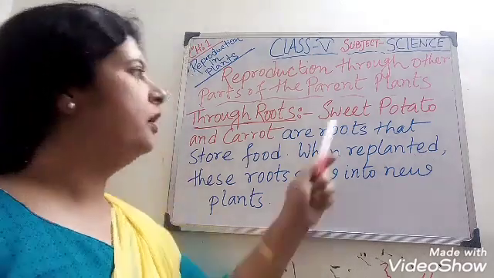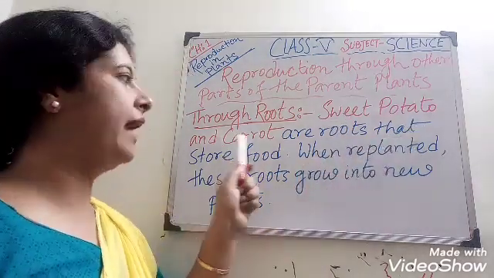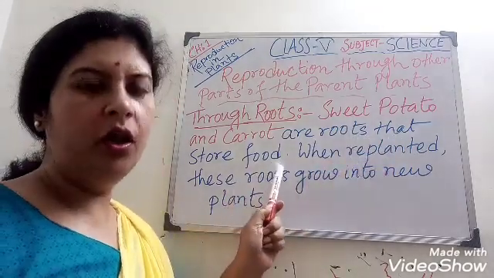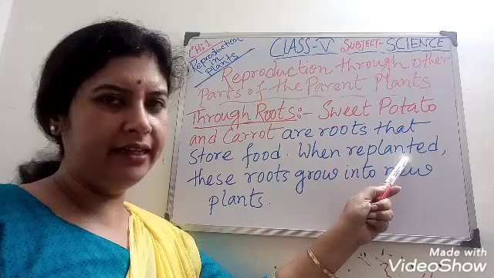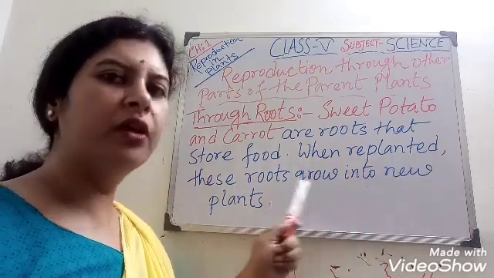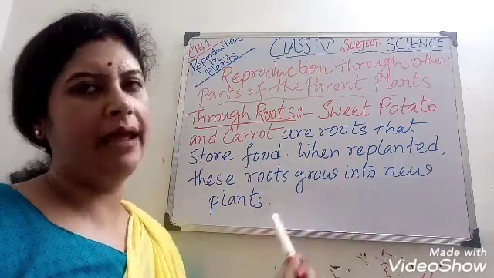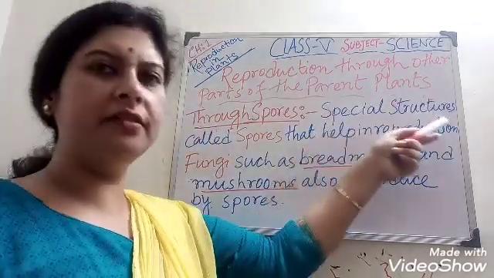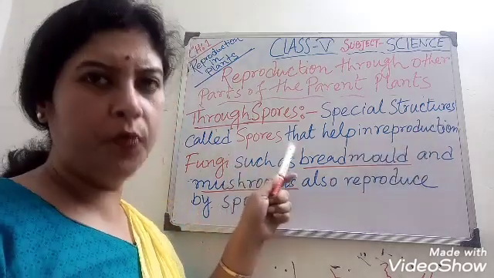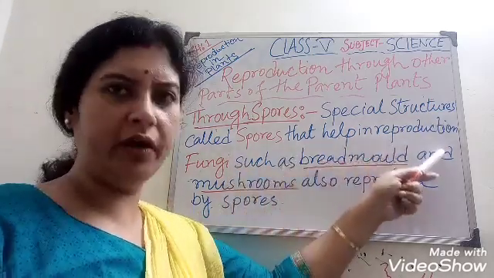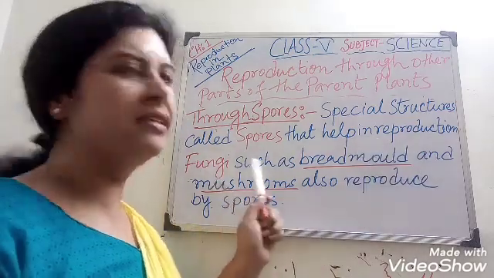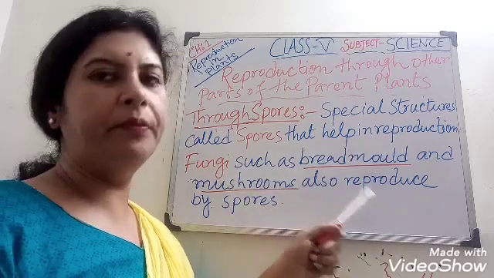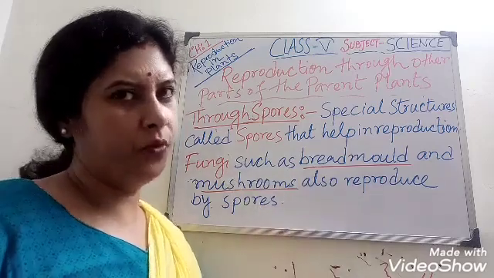Through roots. Sweet potato and carrot are roots that store food. When replanted, these roots grow into new plants. Through spores. Spores are special structures that help in reproduction. Fungi such as bread mold and mushroom also reproduce by these spores.